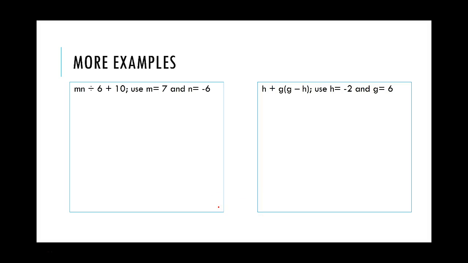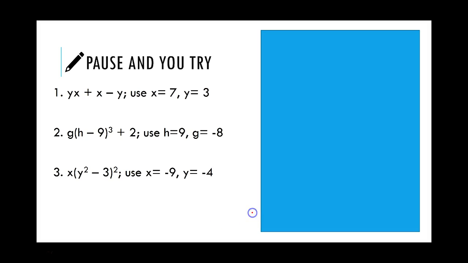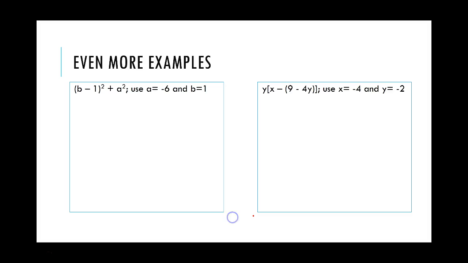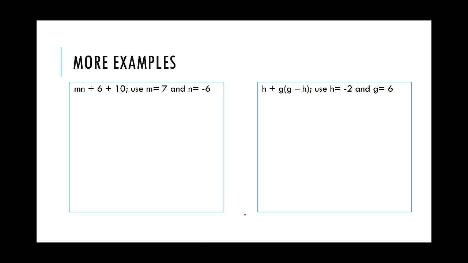So here's a couple more examples, and then you'll get to the point where you can try. So m times n divided by 6 plus 10. M is what? 7. N is what? -6. So 7 times -6, divided by 6 plus 10. I'm going to run through these order of operations rather quickly since we just did them, but if you need the extra practice or review, you can always watch the video again.